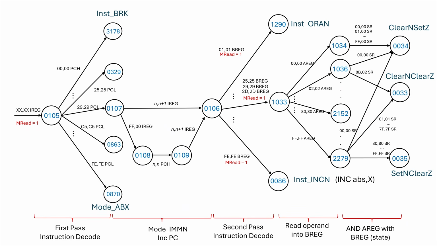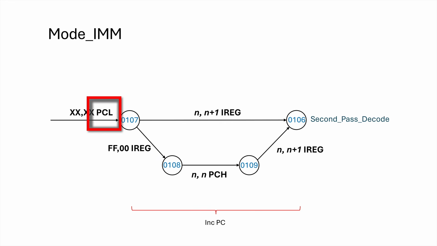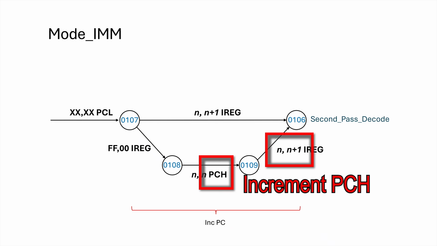So, where are we now? We've just landed in state 107, the addressing mode immediate state machine. We're using program counter low, and we want to increment it. But there's a special case to detect. What if PCL is equal to FF? It needs to roll over to 0 and increment PCH.